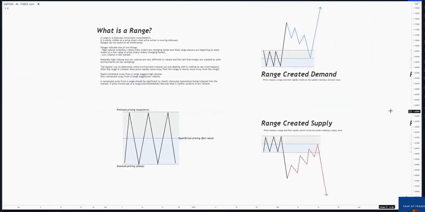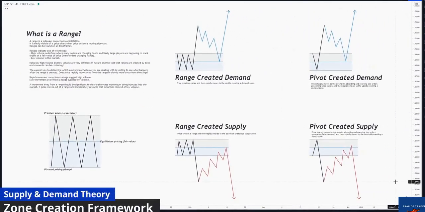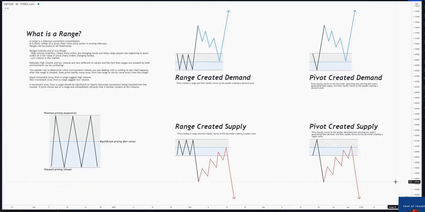So let's take a look at the actual ways of identifying supply and demand on a price chart. So here we have two specific ways of creating a supply and demand zone. We have range created supply and demand, and we have pivot created supply and demand. The first thing to really understand is what a range is on a price chart. So a range on a price chart is simply a sideways correction or consolidation where you see price moving basically to the right side of the chart. It's not really moving in any direction up or down. It's moving sideways. It's very easily visible on any price chart.